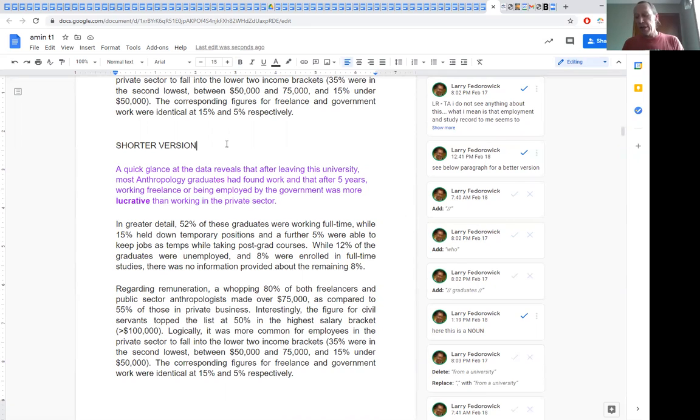Okay. So here you see, I'm just mentioning data. I'm not mentioning pie and table, but I'm still mentioning the main thing that people did after work and the differences between the salaries, that these people were making more money as a freelancer or working for the government, right?